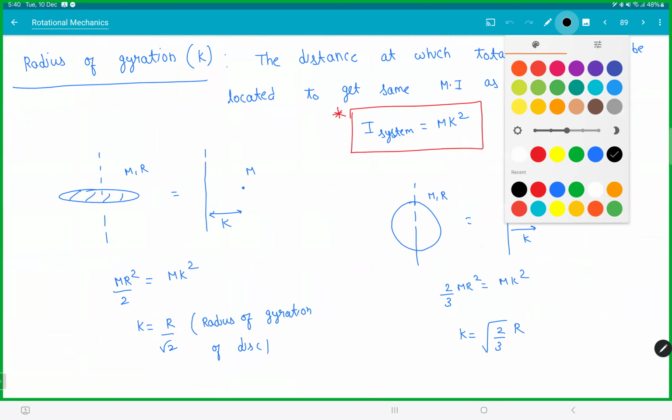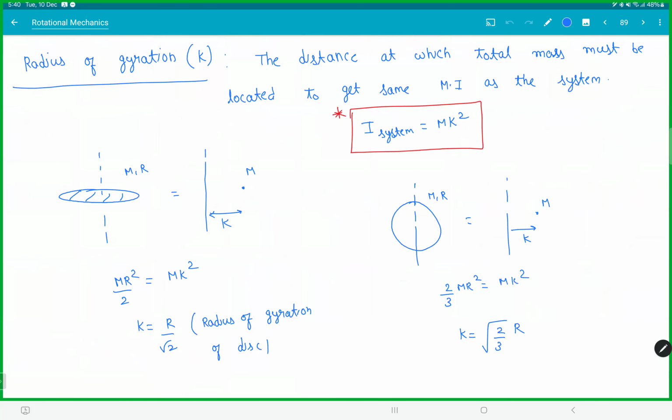So great. The last thing we did was moment of inertia. We have written all the shapes. Hope everyone has gone through the notes. Let's go ahead.